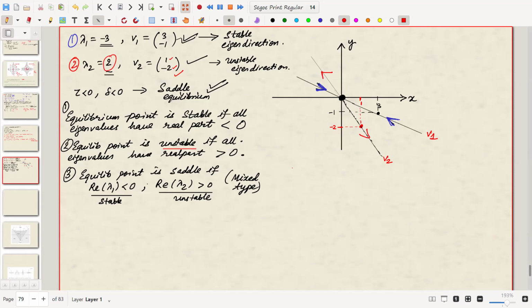Can you see this? Yes. Now you are done. Now you have to just use basic common sense. Can you tell me how the nearby trajectory looks like?